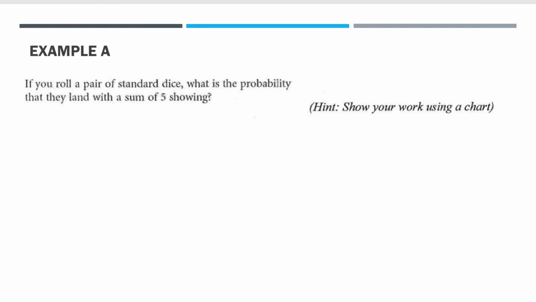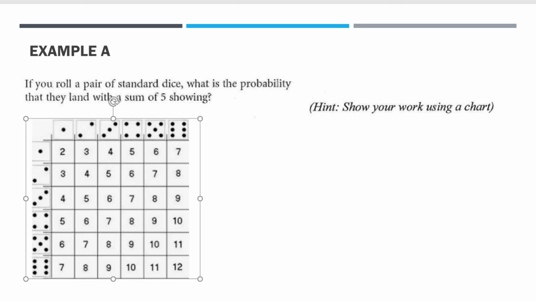So for the first example, it says if you roll a pair of standard dice, what is the probability that they land with a sum of 5 showing? Then we have a hint that says show your work using a chart. So I'm going to start by putting a chart in front of you so we can see what that sample space is before we identify the probability.